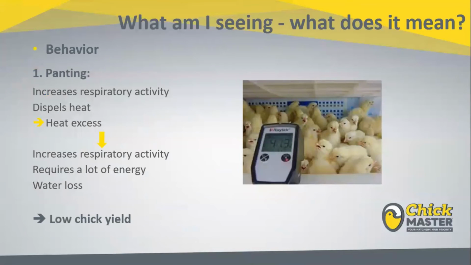So concerning the behavior, if we have panting chicks, this means they're increasing their respiratory activity because they are facing a heat challenge or a heat excess. This increase in respiratory activity will require a lot of energy, leading to an increase of water loss and a decrease of chick yield.